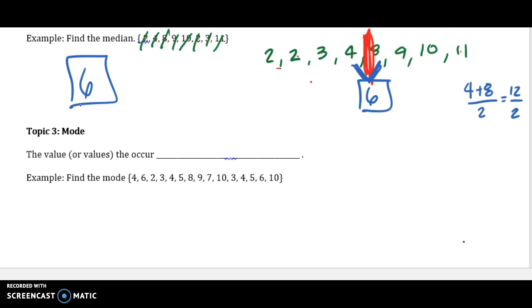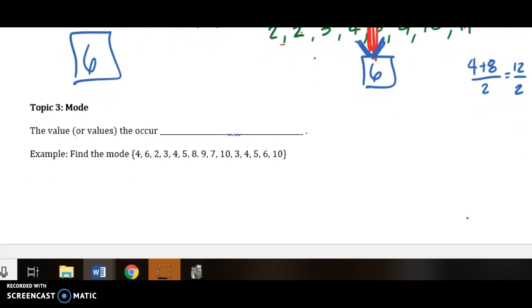Again, pause the video if you feel like you need to get caught up or I'm talking too fast. I usually don't like the videos to be very long.